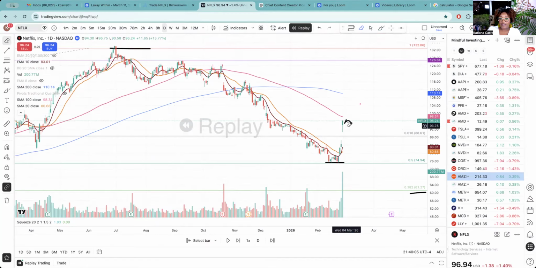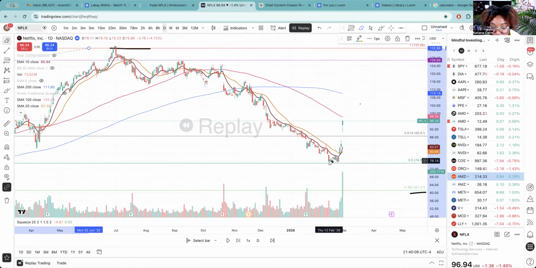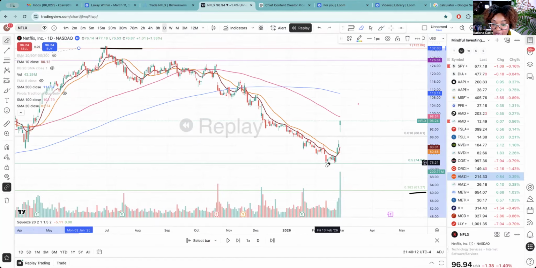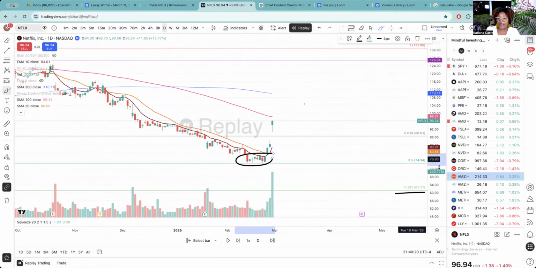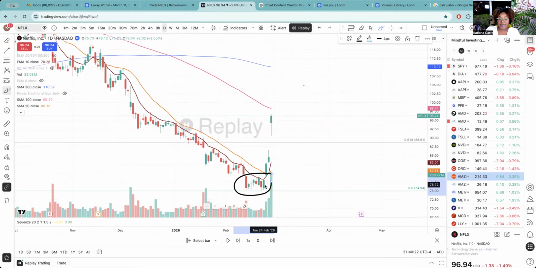Now, how long did that take? I bought Netflix on Thursday the 12th. That's when my automations would have kicked in, right here. And then it stayed in the 75 range for a while. It didn't really move much. But by the end of February, so that took about 2 weeks maybe, in 2 weeks I was able to make $2,000.